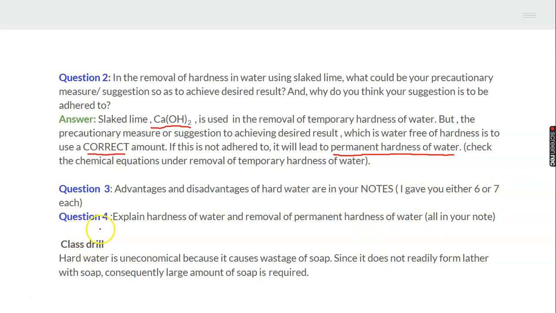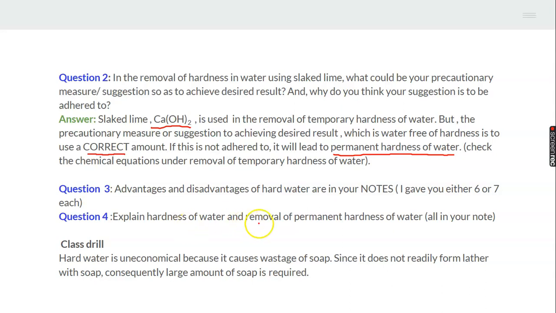Then question 4, explain hardness of water and removal of permanent hardness. We all know that hardness of water is when you talk about hard water, you are talking about water that does not readily form lather with soap. Okay, there is water that doesn't readily form lather or foam with soap.